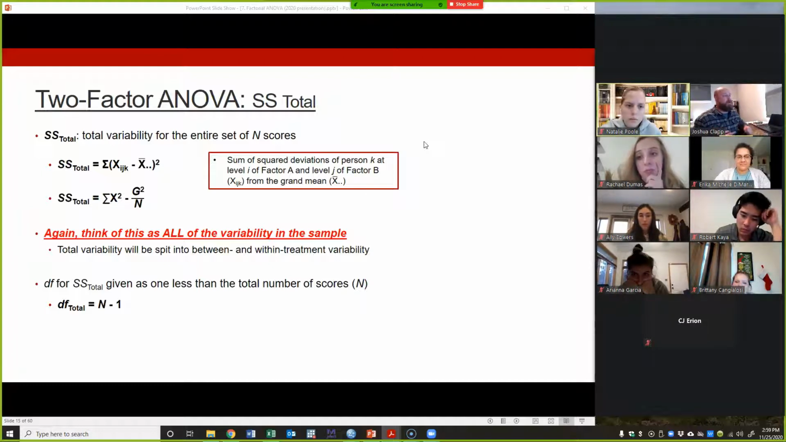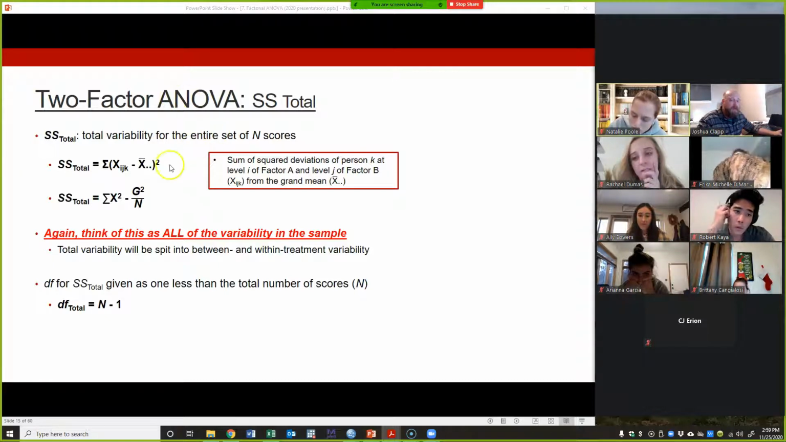Remember, sum of squares, variance, and standard deviation are all just different manifestations of the same exact thing. It's just variation in our data. Total variability, we get the same way as we did with a one-way design.